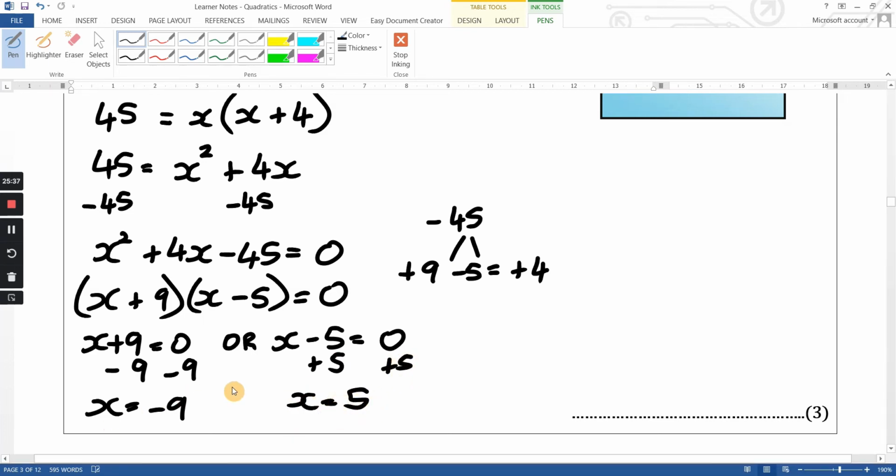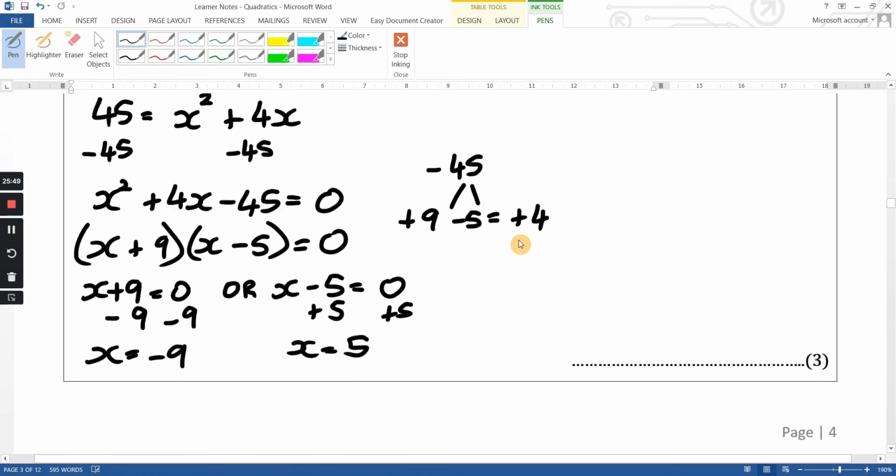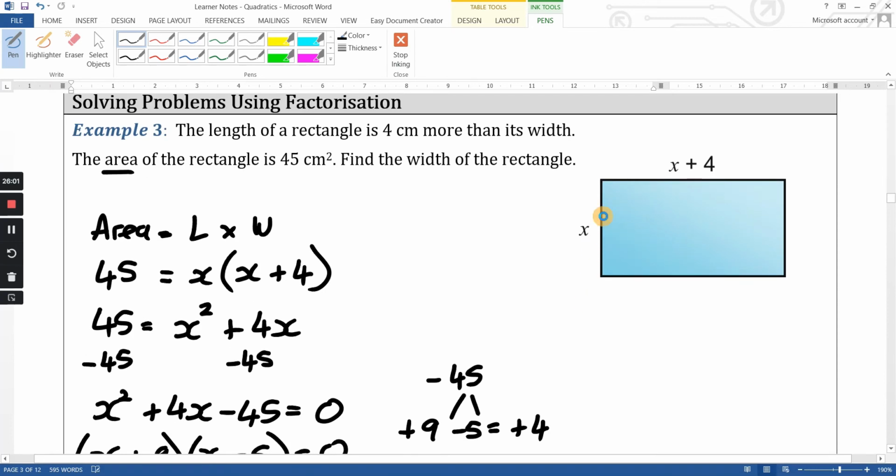X is equal to minus 9 or x is equal to 5. But in this example, they're talking about lengths and widths and areas and measurements. So you can't have a negative length. It doesn't make sense. So you ignore that one and just use the positive value. So in this case, x has to be 5. It can't be minus 9, because if that was minus 9, you can't measure a length and get minus 9 centimeters. So it has to be positive 5 for the width there.